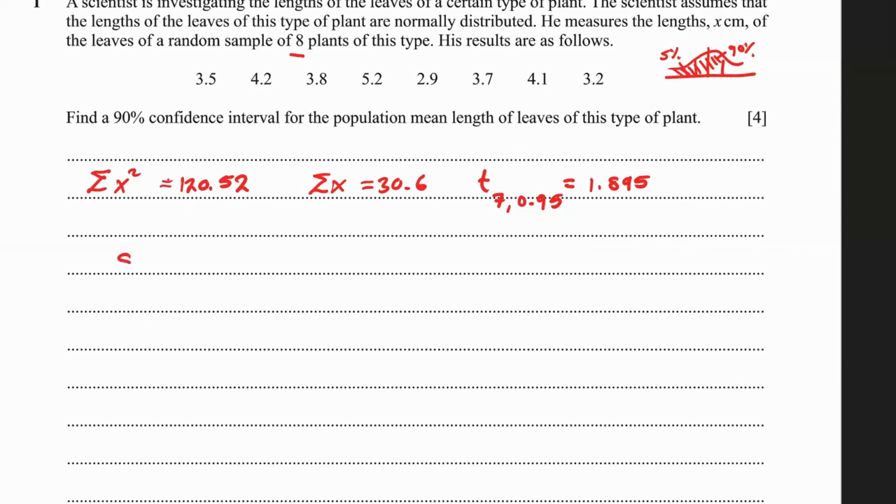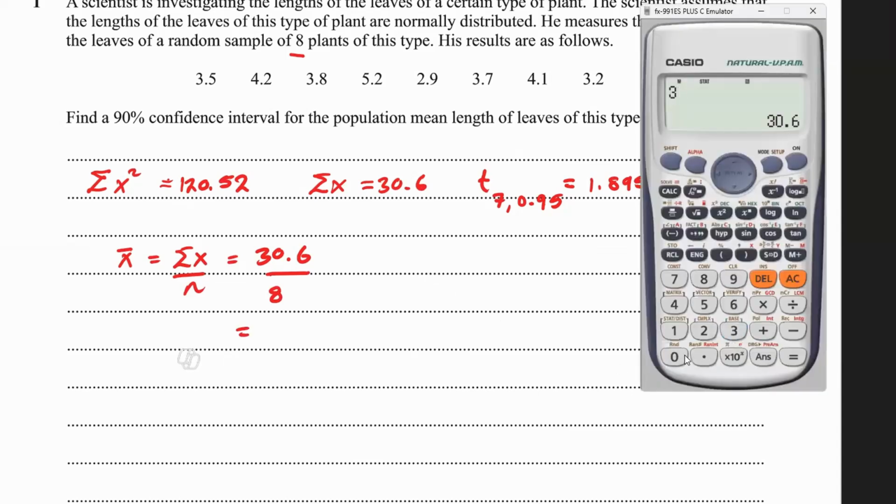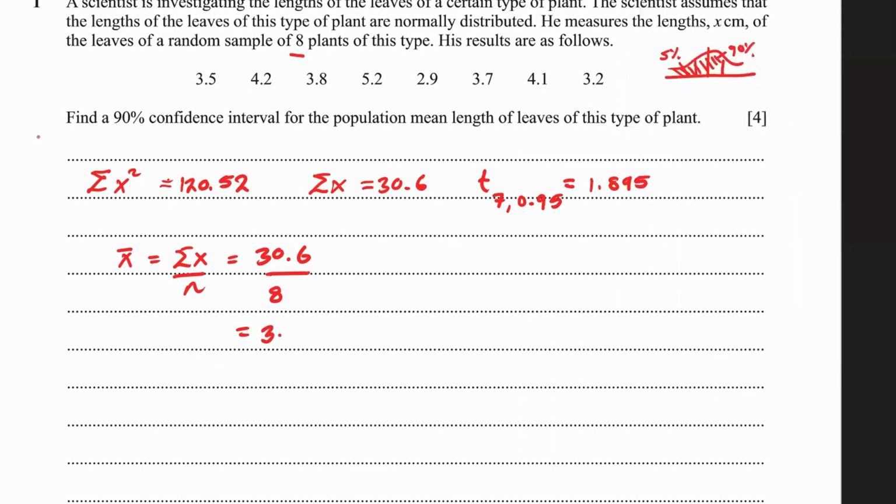We also are going to need to find x bar, which is sum of x over n, which is 30.6 divided by 8. And this gives us 3.825. We're also going to need s squared, which is 1 over 7 of the sum of squares, which is 120.52, right? So that's it.